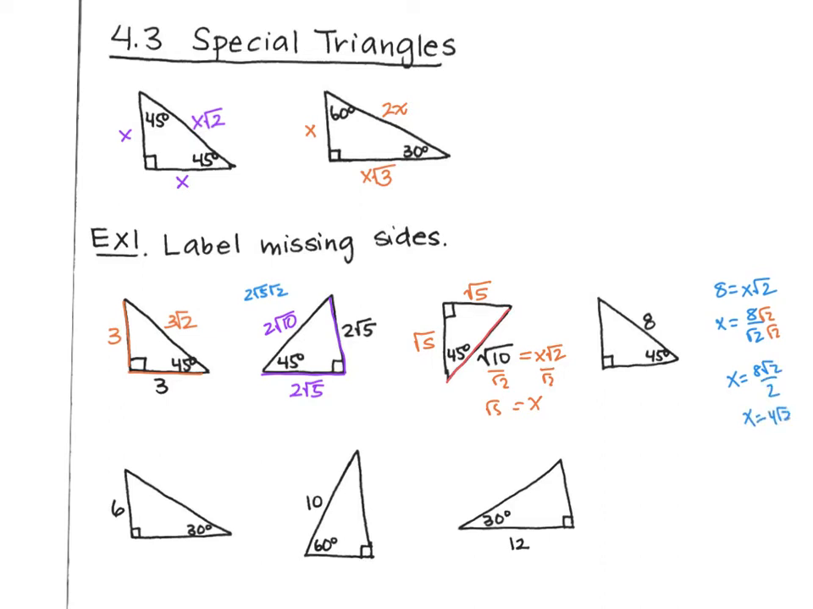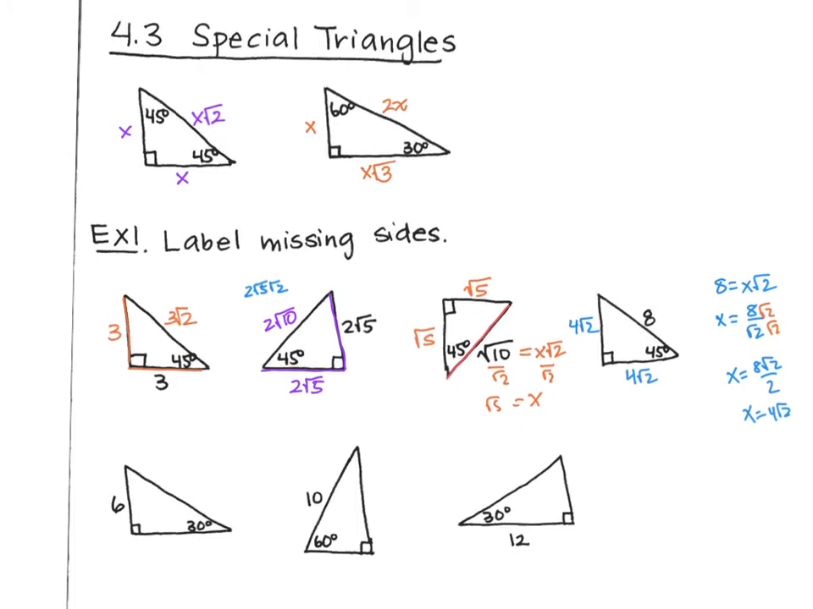Okay, so that brings me to a leg of 4 root 2. So both of the legs are congruent, so they both must be 4 root 2. If I want to verify, I'm going to think if I did 4 root 2 times root 2, that would be 4 times 2. That would give me a hypotenuse of 8. So that makes sense with the hypotenuse as well.